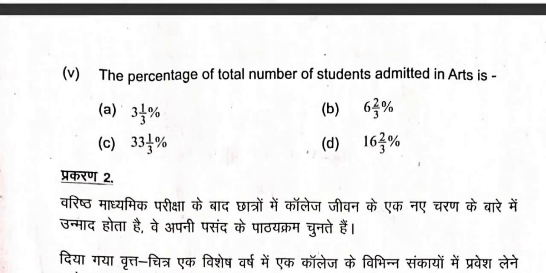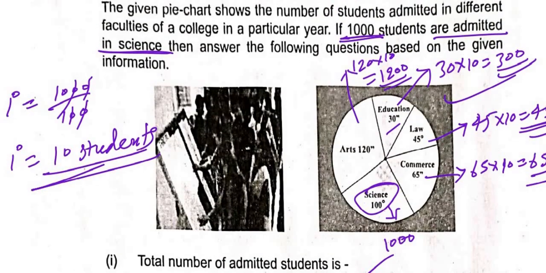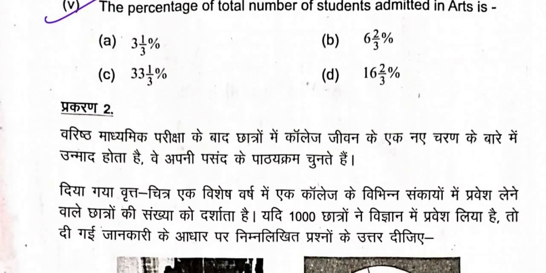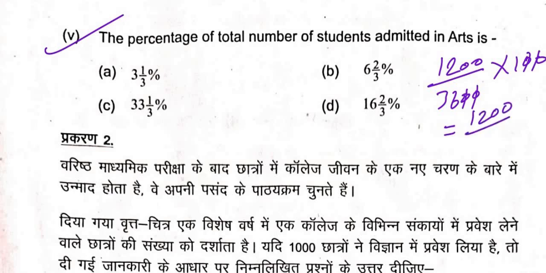Now moving to question number 5. We have question number 5, the percentage of total number of students admitted in arts. So the total number of students admitted in arts is 1200 and the complete total of students who took admission is 3600. We have to find out the percentage. Very simple. We have to write 1200 upon 3600 total students and multiply by 100. You will get the solution in percent. So cancel the 0s.